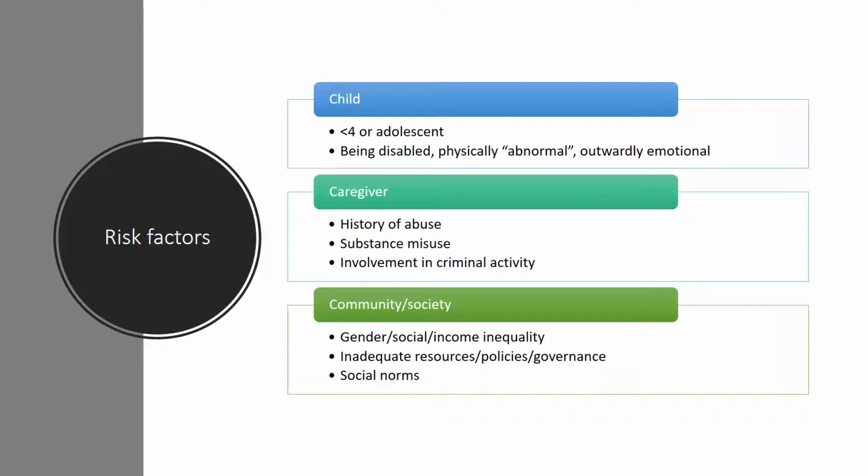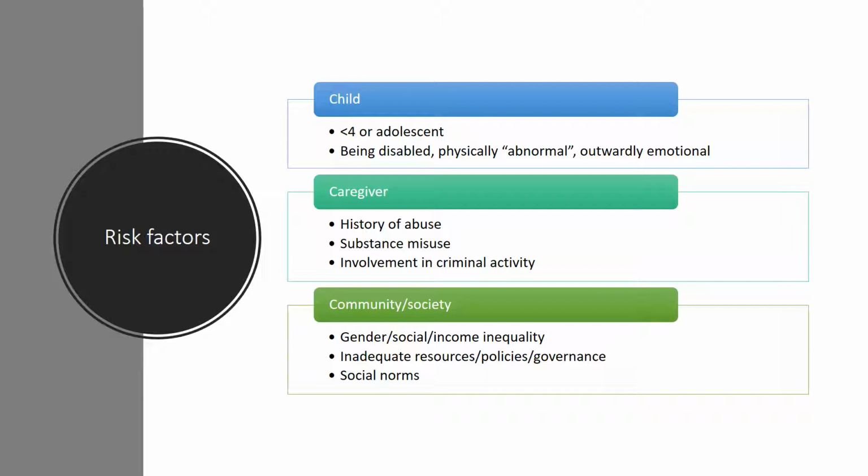Some risk factors for being abused. If you're a child under the age of 4 or an adolescent, you're more likely to be abused or maltreated. Children who are disabled or physically quote-unquote abnormal or outwardly emotional, so they cry a lot or show outward displays of emotion, are more likely to be mistreated. Again, going back to this idea of violence as a way to separate us from them. Disabled kids aren't quote-unquote normal, so they're an other, so we have to be violent against them to keep them from trying to become normal. At the caregiver level, caregivers who mistreat children are more likely to have a history of abuse themselves. So it's a cycle of violence.